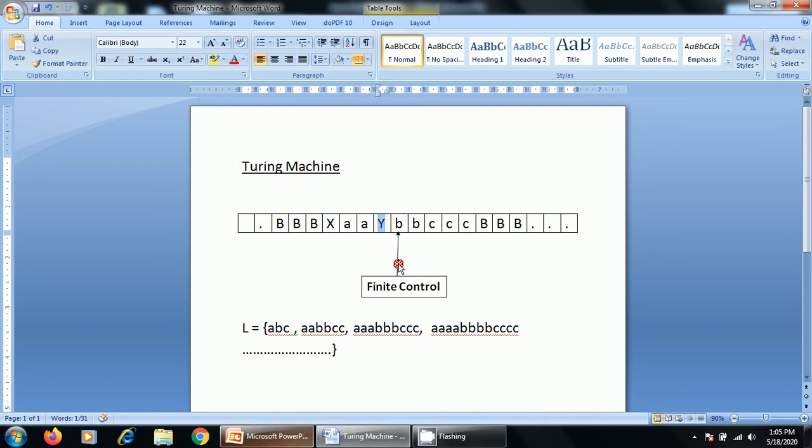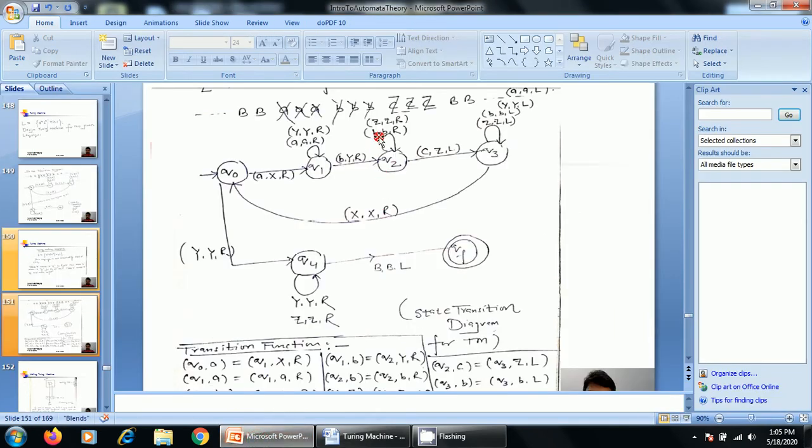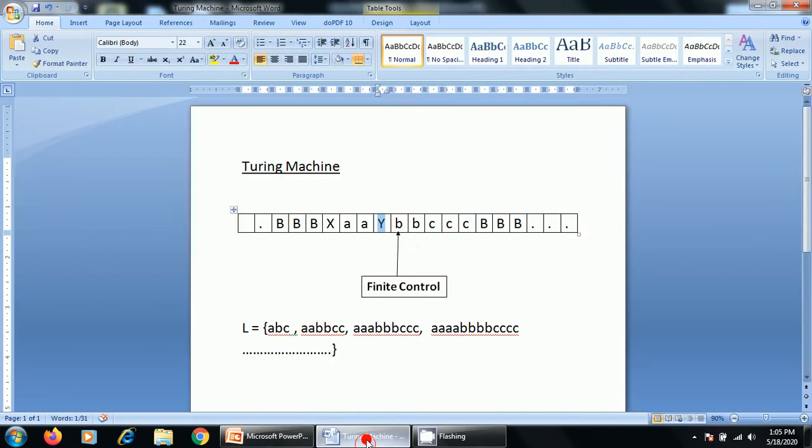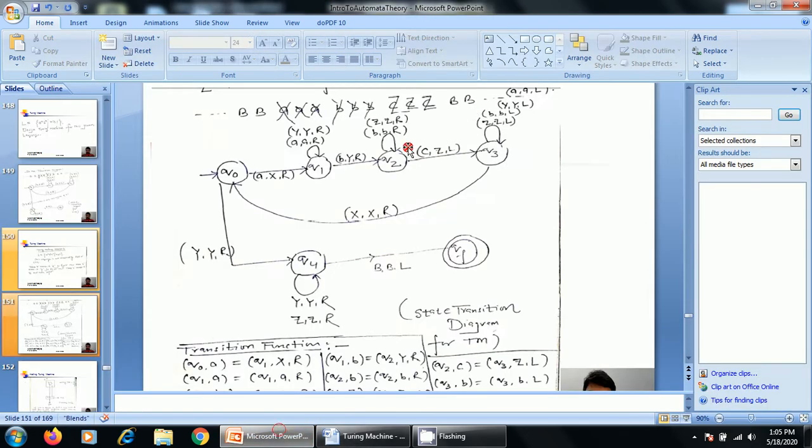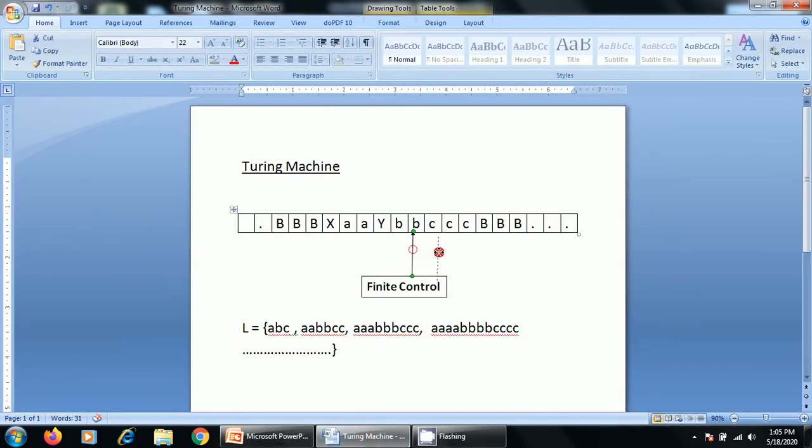Now cross all the Y: if there is a Y, keep it Y and move right. There may be a number of Y, that is why there is a loop. If there is a Y, keep it Y and move right.